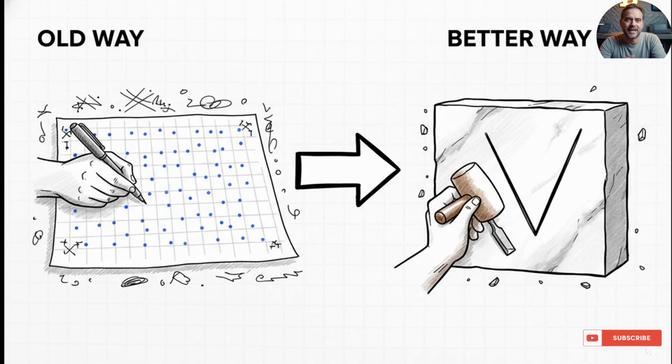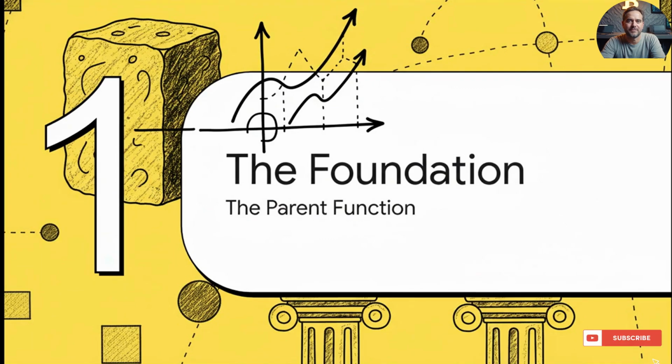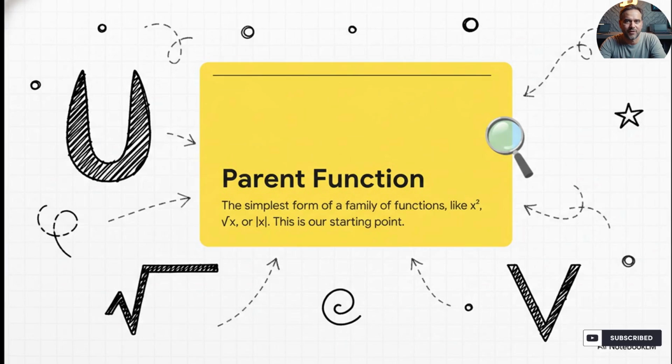In this explainer, we're going to break down a really powerful method that lets you build this graph step by step, almost like a sculptor who's revealing a beautiful statue from a plain block of marble. And every great sculpture has to start with that raw block of material, right? Well, in the world of functions, our raw material is something called the parent function. This is our foundation. So what is a parent function?